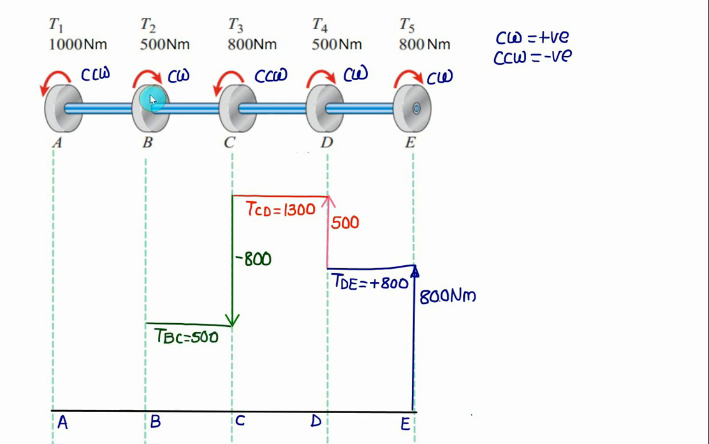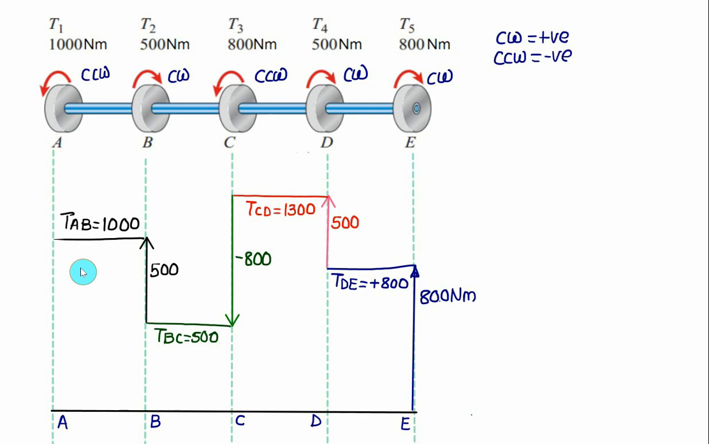So we come to point B. At point B, we have 500 Newton meter clockwise. So this value is 500 and again 500. It means that it will be equal to 1000. So this value is equal to 500. And between AB, no torque is acting, so that will remain constant. So this one is the torque on the segment AB. We have the previous value 500 plus 500, that will be equal to 1000.